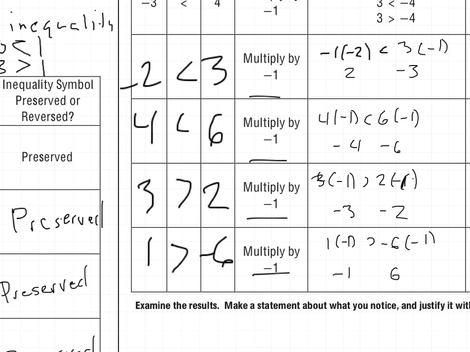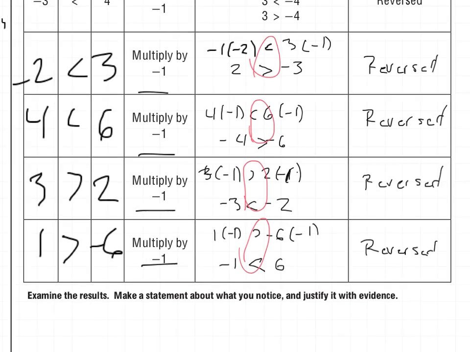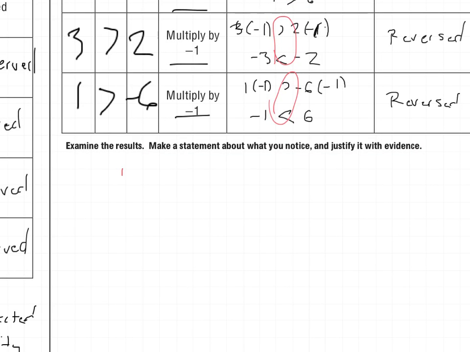Alright, so as I look at these, I've done all of the math for them, and as I start to look at the inequality symbols, now I see that when I've done this one, 2 is greater than -3, so in this particular case, the inequality symbol needs to be reversed. Same thing down here, -4 is greater than -6, -3 is less than -2, and -1 is less than 6. So I can see in all cases my inequality symbols were reversed. So that tells me our general statement down here needs to be that if we multiply both sides by -1, then the inequality symbol reverses.